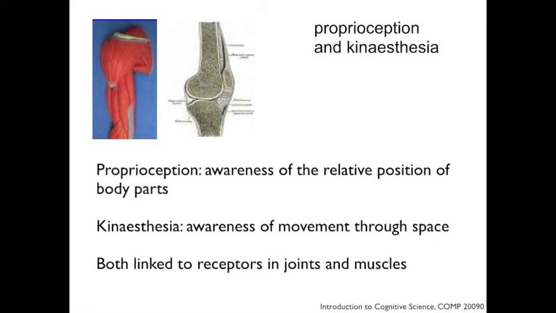Proprioception and kinesthesia are poorly understood. There's a variety of kinds of receptors that provide information about the state of the joints and the muscles, the position of the parts of the body relative to each other, and your awareness of movement through space. Dancers have a very fine kinesthetic sense, but we all have a sense of movement. It's a very, very important sense. And if you have some kind of brain damage that removes proprioception, for example, this has happened, then you constantly have to look at your body to find out where the bits of the body are, and you're liable to hurt yourself in ways that an intact nervous system would never tolerate.